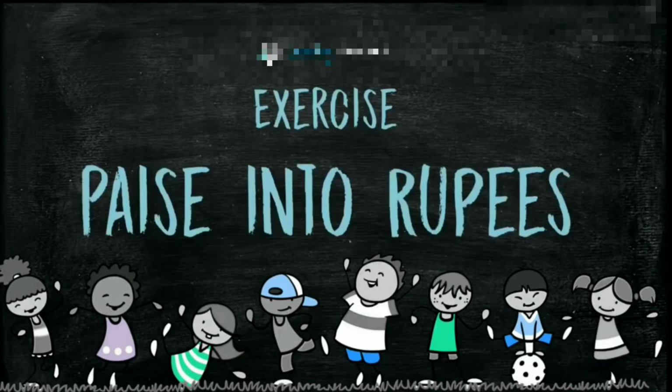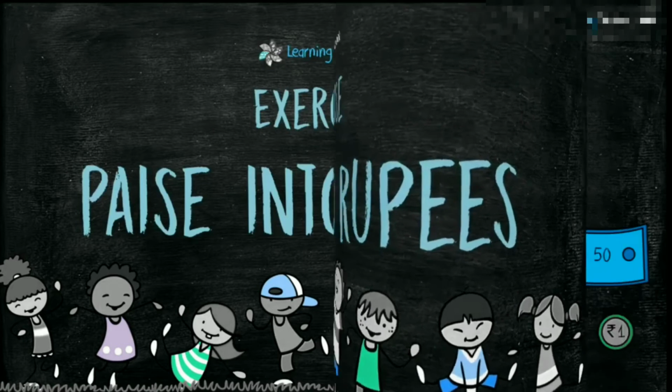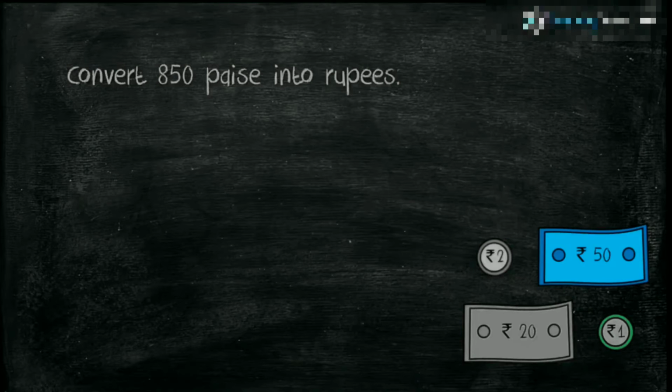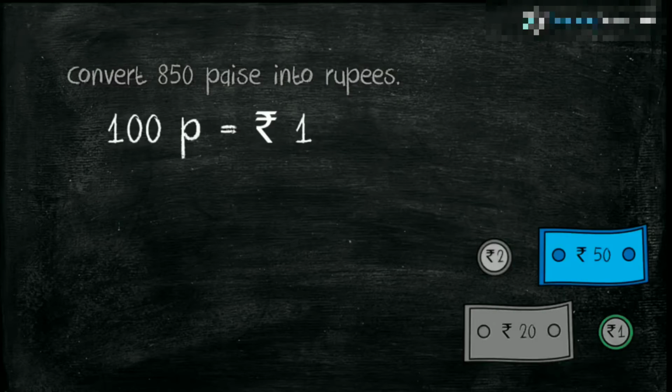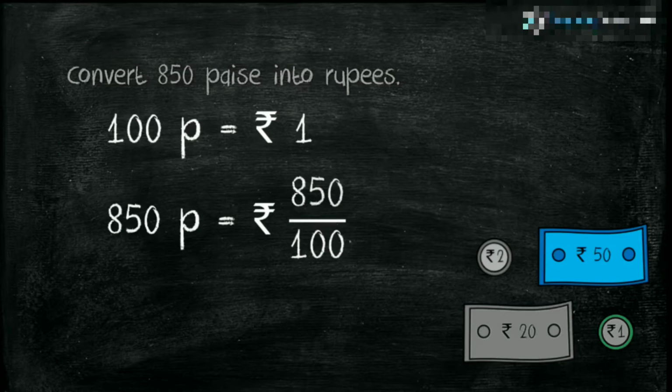Now let's do an exercise on how to convert paise into rupees. Question is convert 850 paise into rupees. Students, we just learned that 100 paise equals 1 rupee. So to convert paise into rupees, we will divide by 100. Therefore, 850 paise equals 850 divided by 100 rupees, which equals 8.50 rupees.